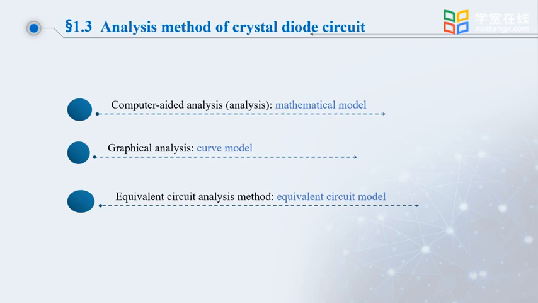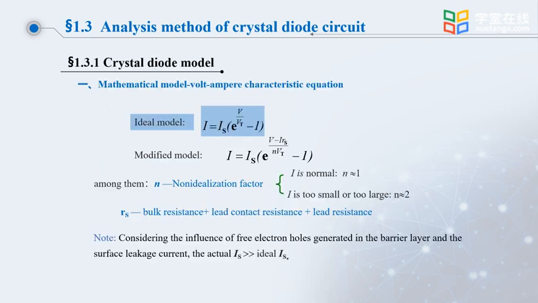The analysis methods are usually the following. The first is computer-aided analysis, which uses the mathematical model of the diode. The second method is graphical analysis, which uses a curve model. The third method is called the equivalent circuit analysis method, which uses the equivalent circuit model. Among the three methods, the one we use most frequently is the third method, so this is also the focus of our lesson. Before talking about analysis methods, let's first understand the various models of crystal diodes.